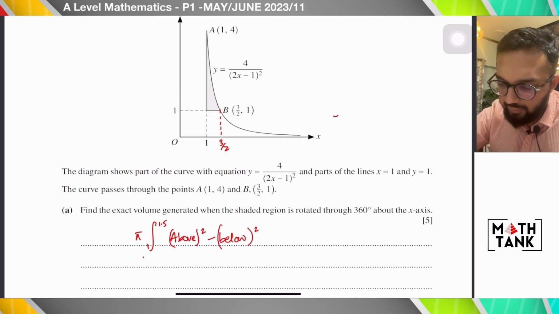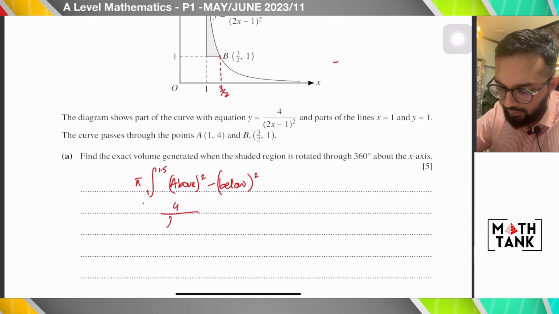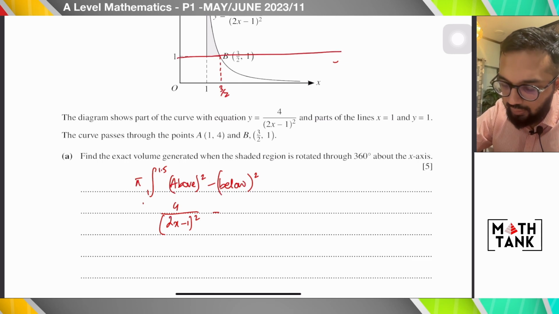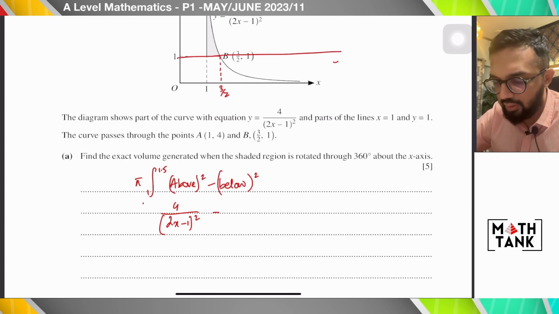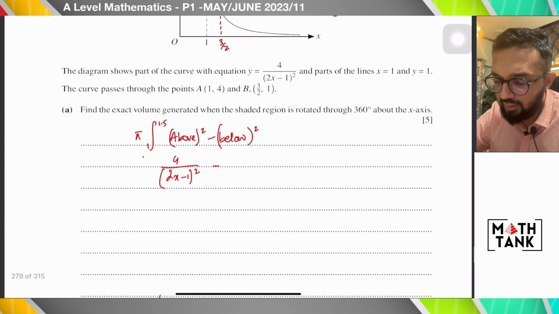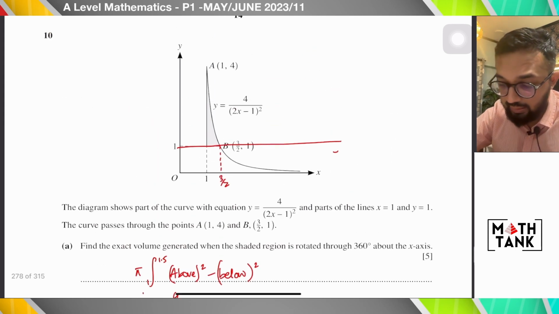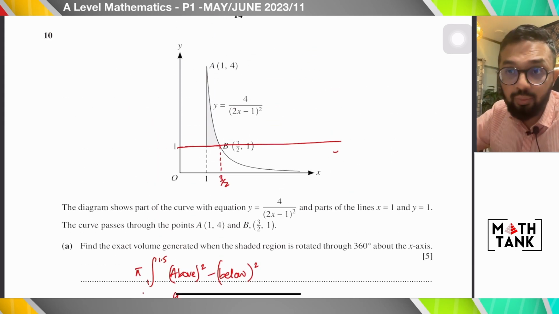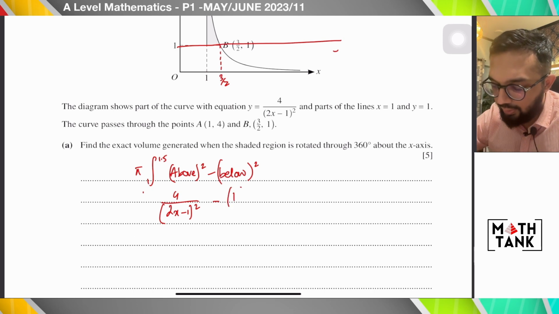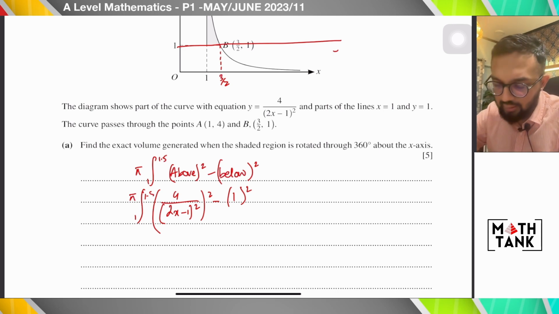Okay, what is above? It's the curve that is above, so I'm going to write 4 over 2x minus 1, whole squared. And what's below? This is the line that's below. It's cutting off the curve, so the shaded area is basically trapped between the line and the curve. This has basically come in as a limit, so I don't need to worry about that line anymore. So this is going to be 1 squared, and this is also squared. Okay, and then I'm going to say that 16 times 2x minus 1 power minus 4.